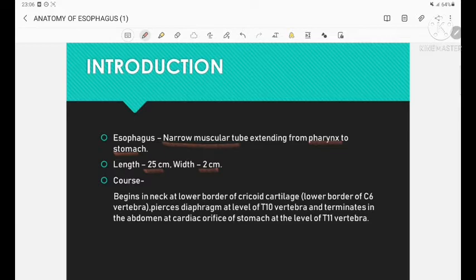Coming to the course of esophagus, the esophagus begins in the neck at the lower border of the cricoid cartilage, which is at the level of lower border of C6 vertebrae, and from there it descends down, pierces the diaphragm at the level of T10 vertebrae, and finally it terminates in the abdomen at the cardiac orifice of the stomach at the level of T11 vertebrae. This is the course.